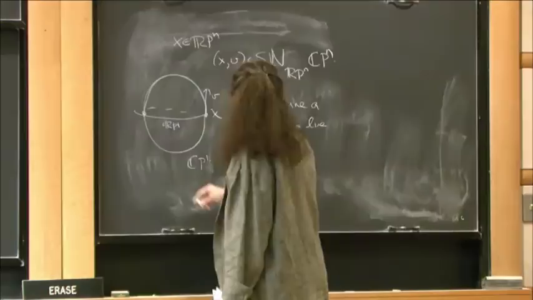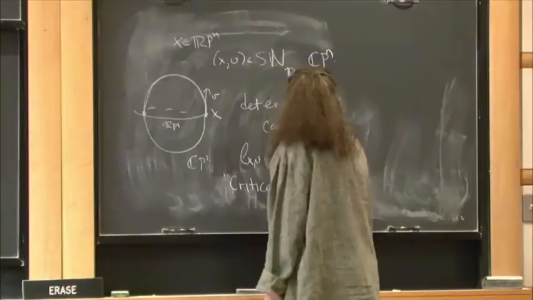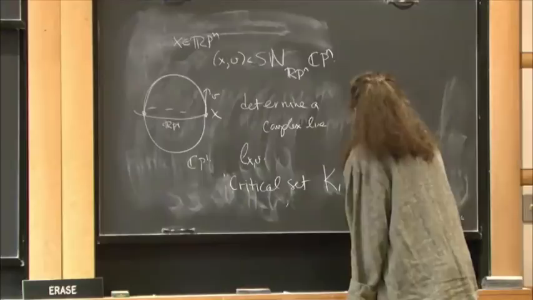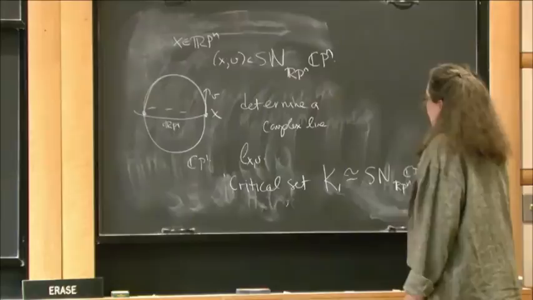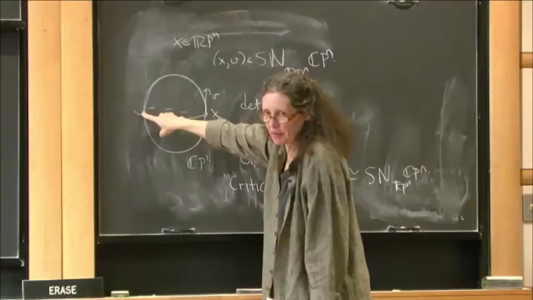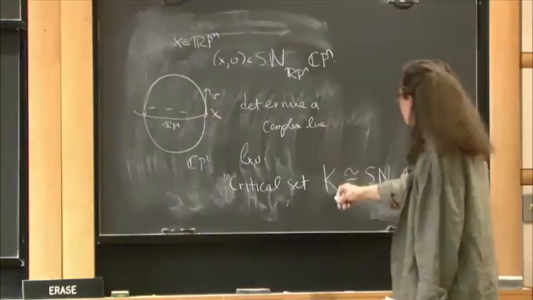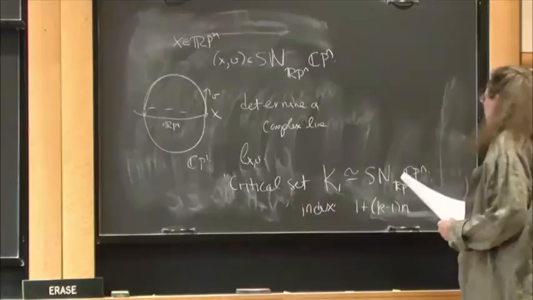So there's a critical set, let's say K1, and it's a copy of this normal bundle, the sphere normal bundle SN of RPn in CPn. For every point in this normal bundle, you get exactly one of these geodesics that leaves RPn perpendicularly, and it will also enter RPn perpendicularly on the other side. That follows. So this is a critical set. The index of this critical set is 1 plus k minus 1 times n.